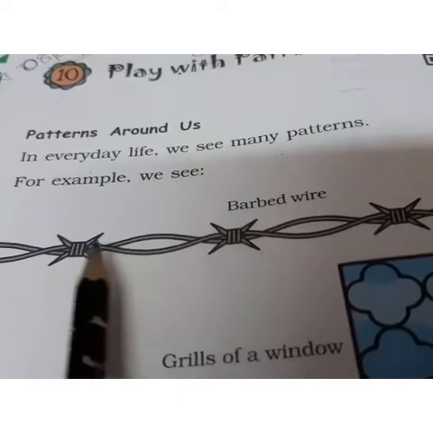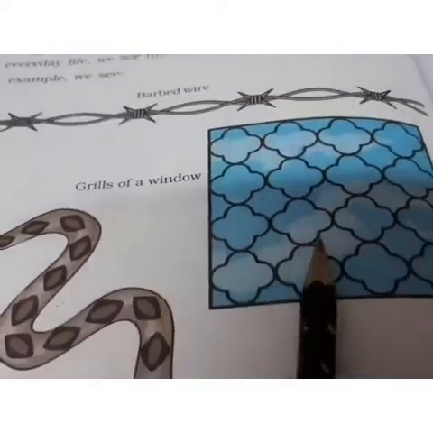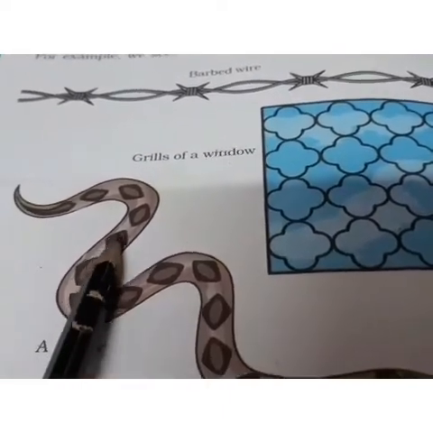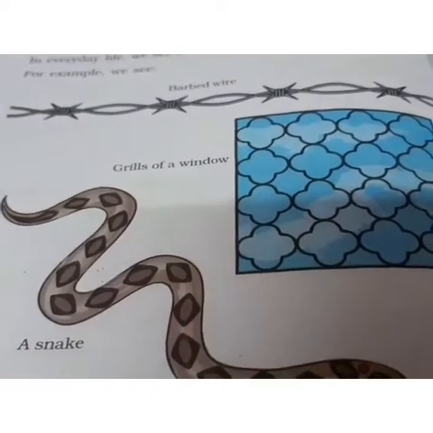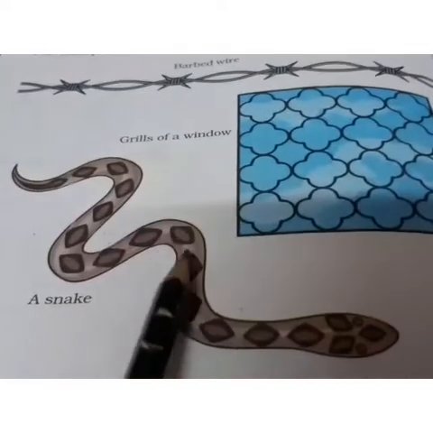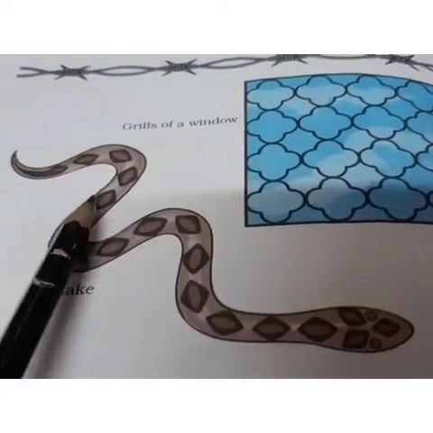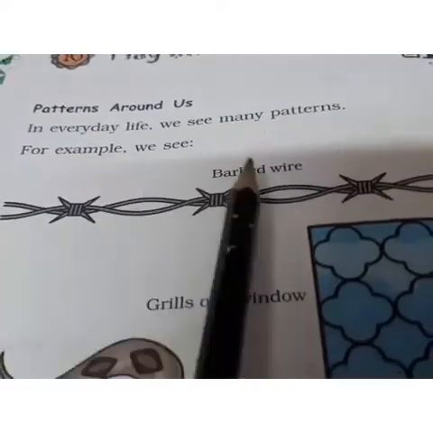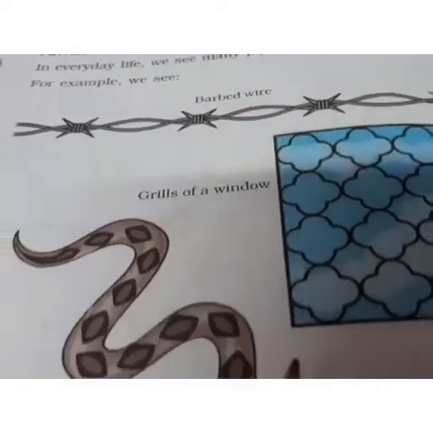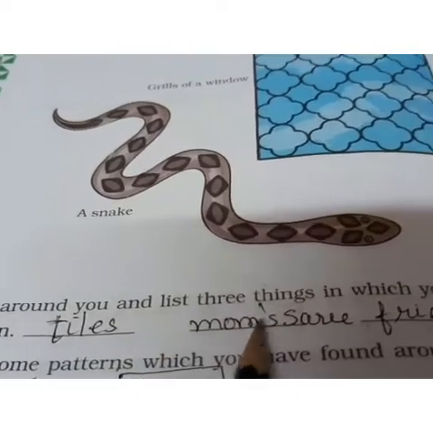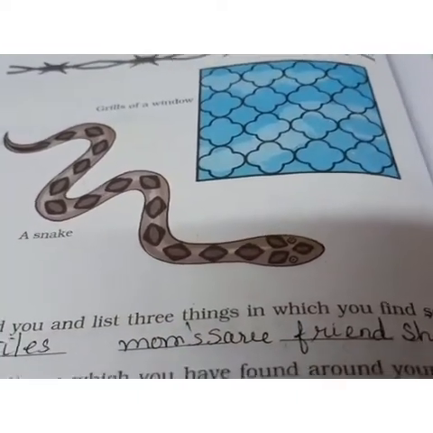Here where it is joined, or this middle part, this is the pattern only. Then in the window grills, a lot of different types of patterns are seen. Then this is the pattern which is on the skin of the snake. You can see this pattern, dot and some space, again this dot and some space. So this is also a type of pattern on the snake's skin. So in everyday life we see many patterns. For example, we see the barbed wires, the grills of a window and the skin of a snake. Now look around you and first list 3 things in which you see or find such patterns.